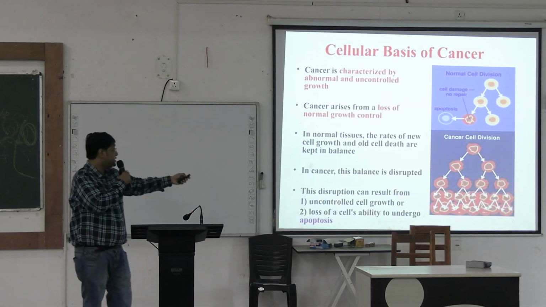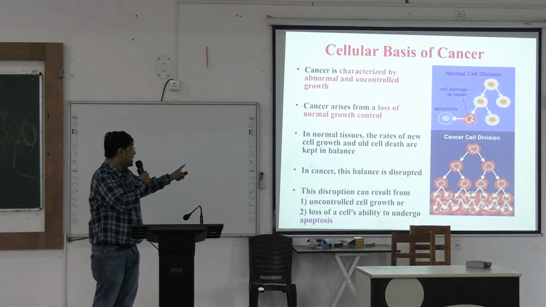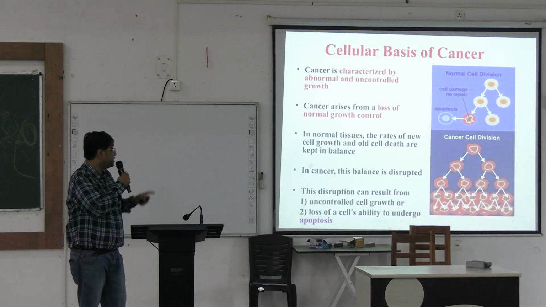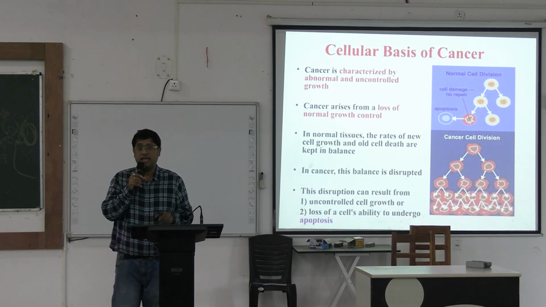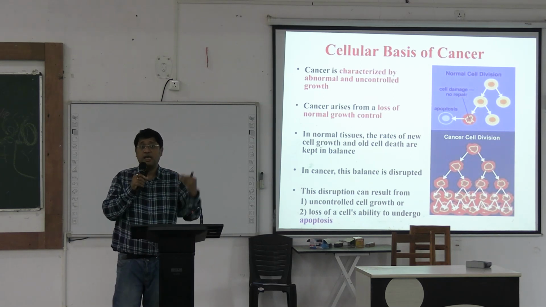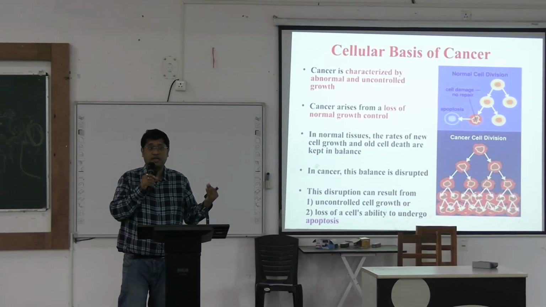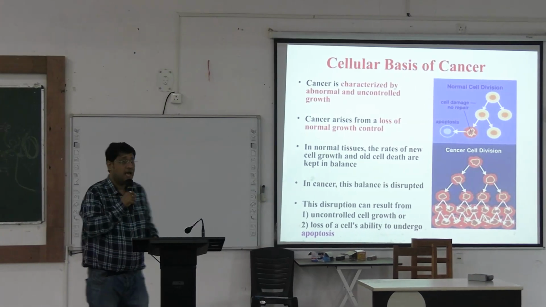This disruption can result from uncontrolled cell growth and loss of cells' ability to undergo apoptosis. You know what is apoptosis? That is programmed cell death. That is the normal cell programming. If that is disrupted, the cell death does not happen, so there is more accumulation.